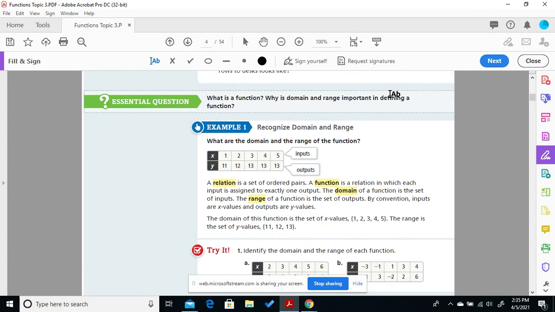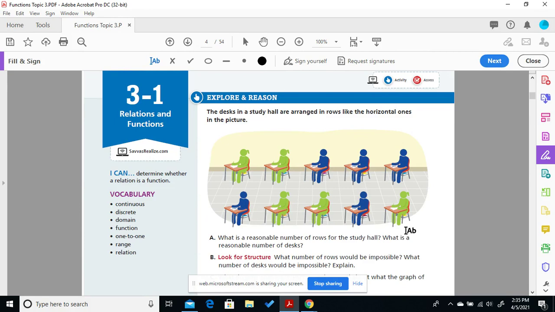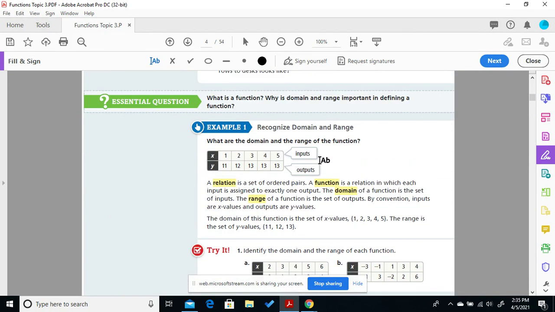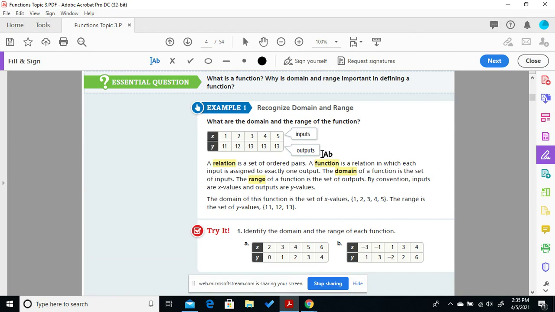We're going to be doing some stuff on domain and range. I put this on Schoology. It's 3-1 Relations and Functions, page 89 of your textbook. But I put the PDF file on your Schoology account. It should be page 4 on the PDF file.